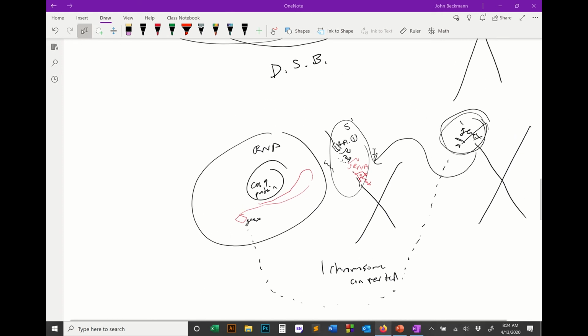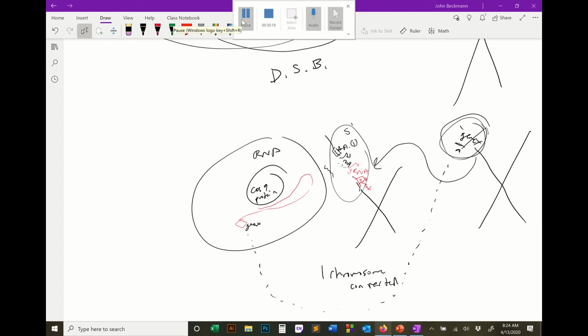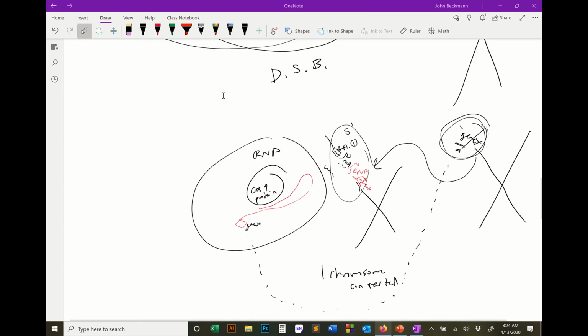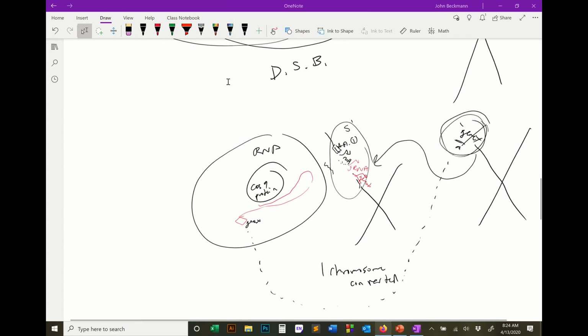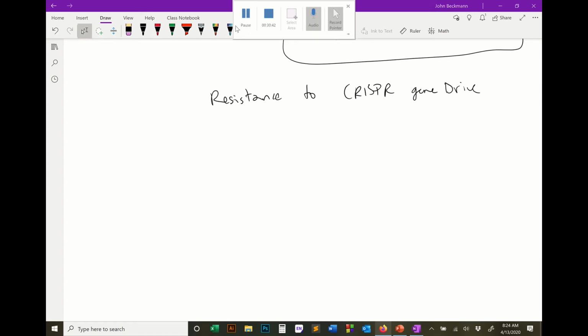One of the reasons is that expressing this guide RNA, this Cas9, and having these transgenic homology arms and converting things goes back to fitness. A lot of times it's going to reduce the fitness of the organism. And the organism actually does have an alternative. So let's describe the alternative scenario, which I'm going to call resistance to the CRISPR gene drive. Let's talk about how resistance evolves.